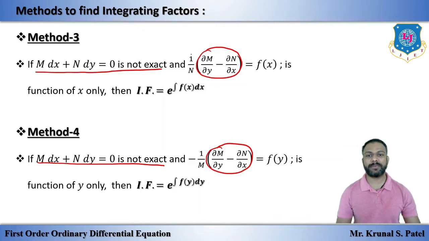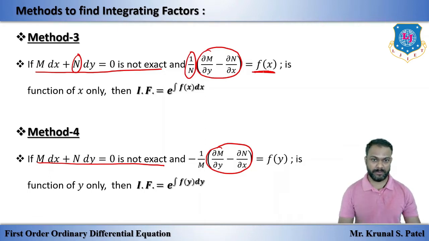But if we multiply with 1 by N, that means if we divide by N, and we get a function of x only, compulsorily a function of x only, no y should be there, then the integrating factor is e raised to integration f of x dx. And if we multiply this with 1 by N and we get y also, then this is not possible.